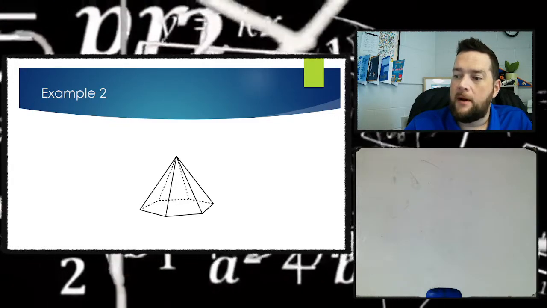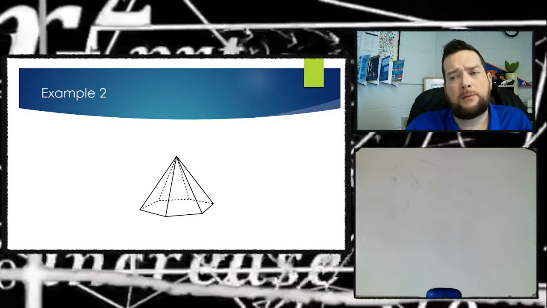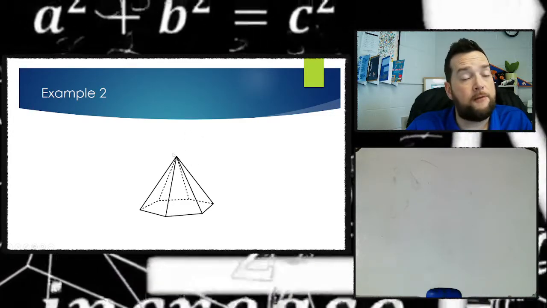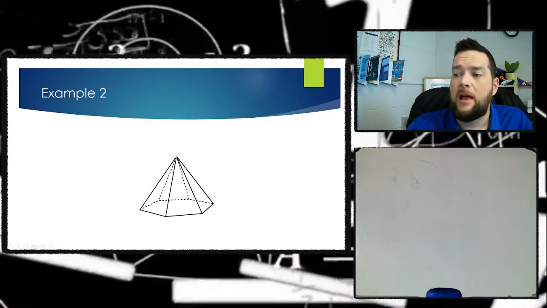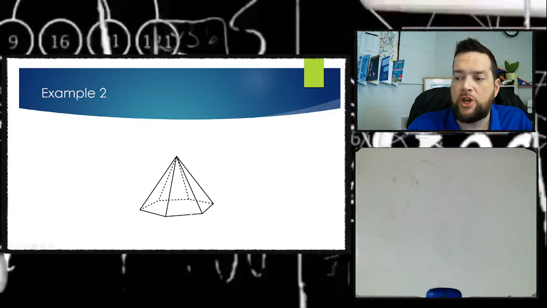All right, my first test is to see if this all comes to a point at the top, and it does. Therefore, it's a pyramid. Then I'm going to look at the base to see what shape the base is.